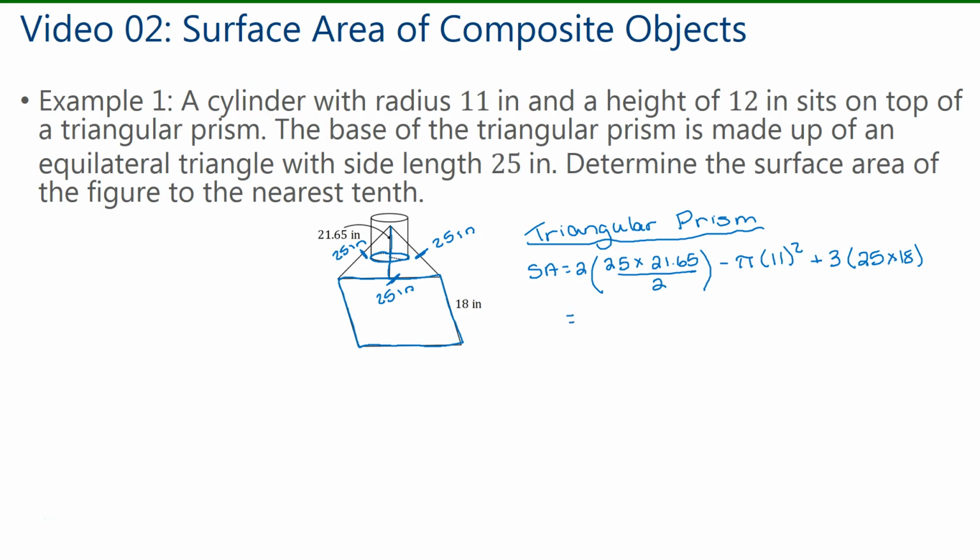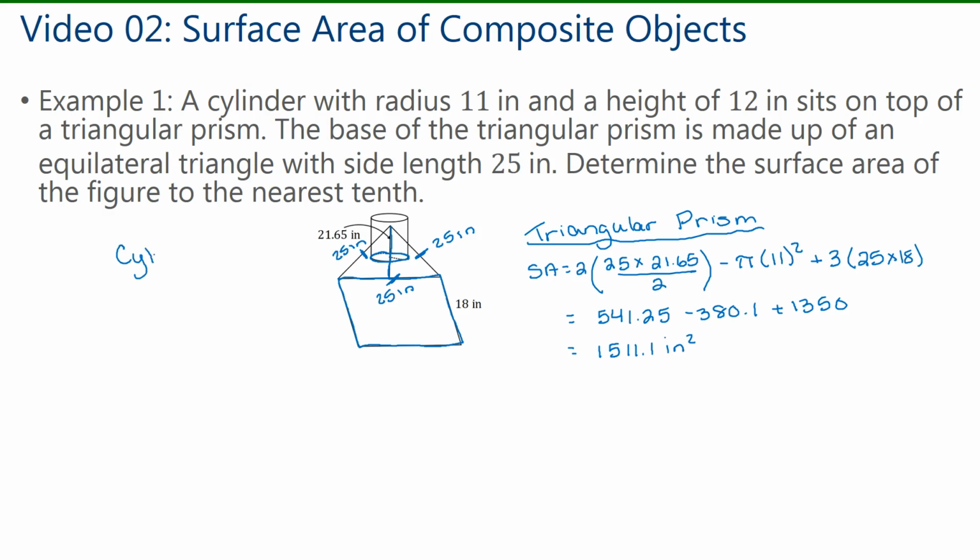Now in the calculator, I got 541.25, subtract 380.1 plus 1,350. Altogether, that gives me 1,511.1 inches squared.